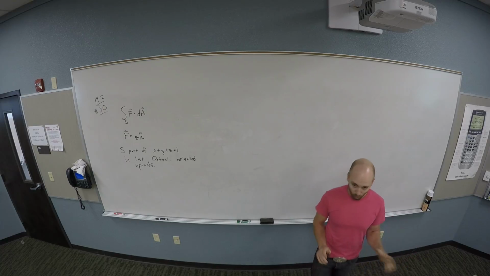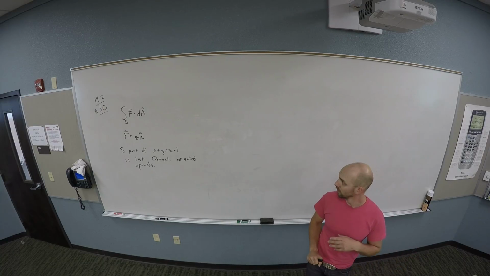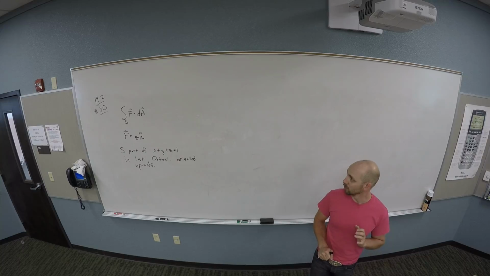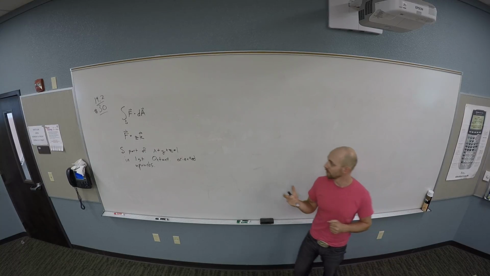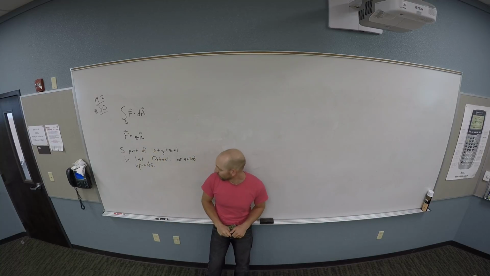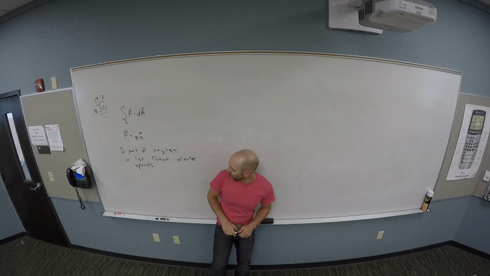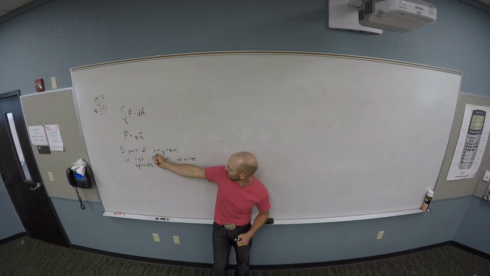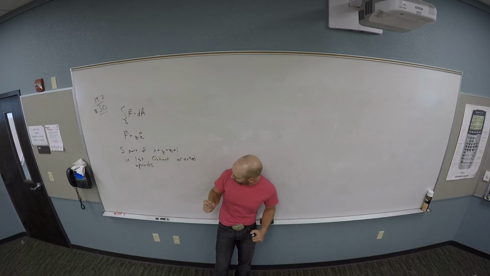Let's see if we can warm up with an easy flux integral. So this is number 30 out of 19.2. I want to calculate the flux of the vector field F = zk through the surface S, where S is part of the plane x + y + z = 1 in the first octant, and then I probably want to know an orientation, right? So I'm going to orient this thing upwards. Cool.